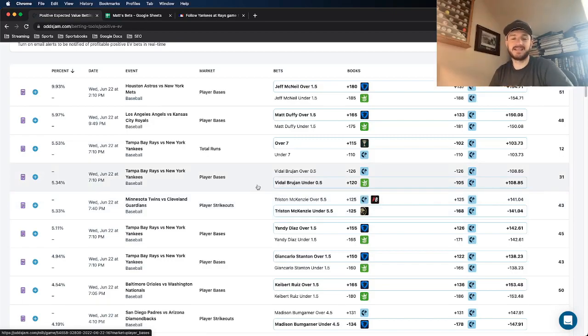So basically, he can get walked, he can get hit, he can reach by error, but he cannot have one hit, or else this bet will lose. So just to look at the math behind it, then I will look at the reasons why I like it for actual sports baseball reasons.